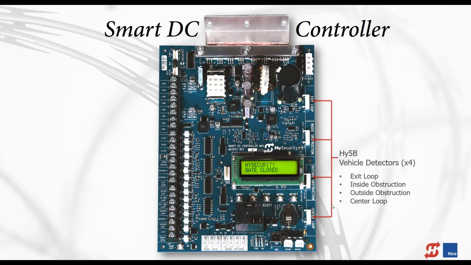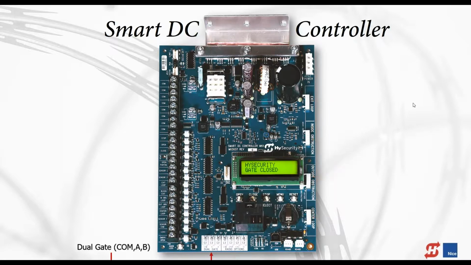So, on the right side, we have the HY5B vehicle detector sockets to plug them in. You can see starting from the top, it's an exit loop, inside obstruction, outside obstruction, and the center loop. Same thing as on our Smart Touch controller. We have those dual gate connectors at the bottom. So you can connect a Smart Touch controller to a Smart DC controller operator, depending on if it's a biparting or a sequence gated or Sally port situation. I think the key thing to make sure is that the software versions are the same on both operators as you do that. Again, same radio controls at the bottom of this board.